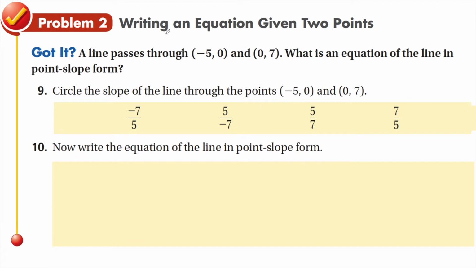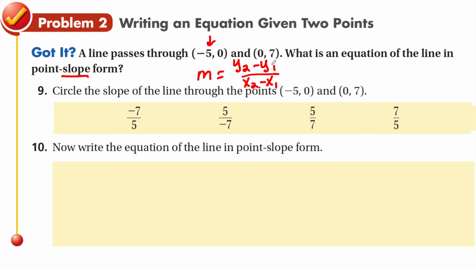Problem number 2. Writing an equation given 2 points. A line passes through the points negative 5, 0, and 0, 7. What is the equation of the line in point-slope form? Now, point-slope means that we are going to be using one of these points, but we also need to figure out what the slope of the line is. So in order for us to figure that portion out, we actually have to plug it into the slope formula, which is going to be m is equal to y2 minus y1 all over x2 minus x1.